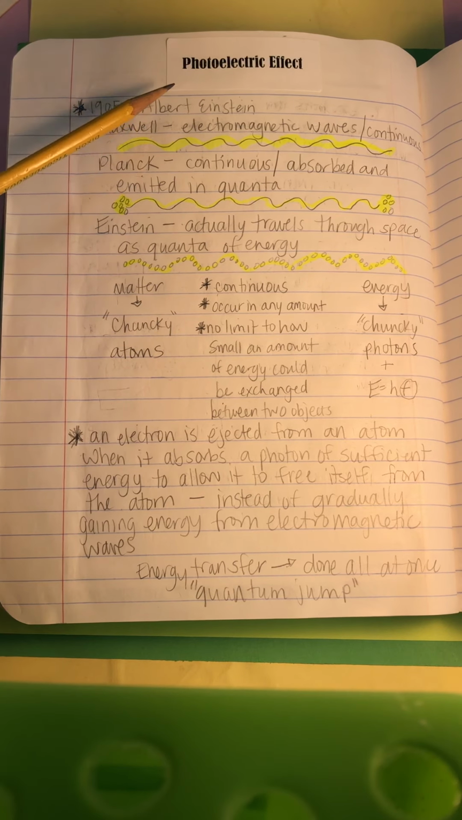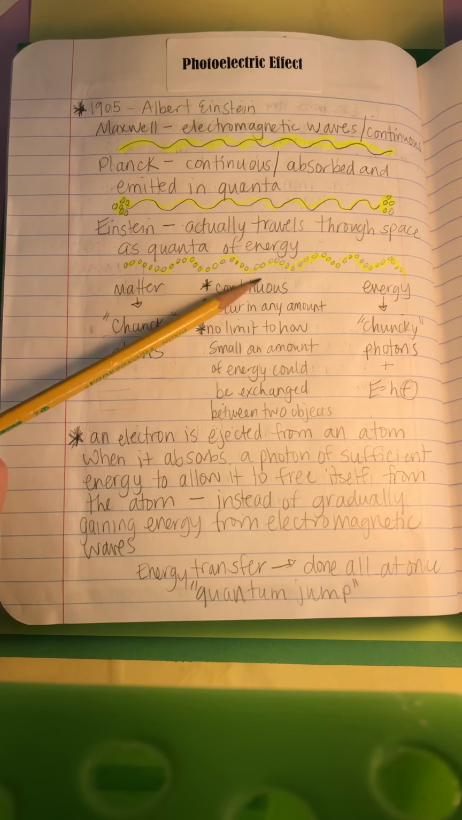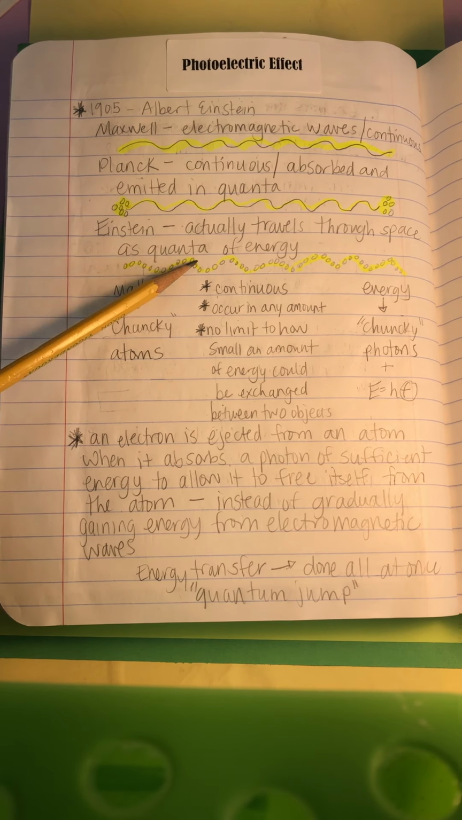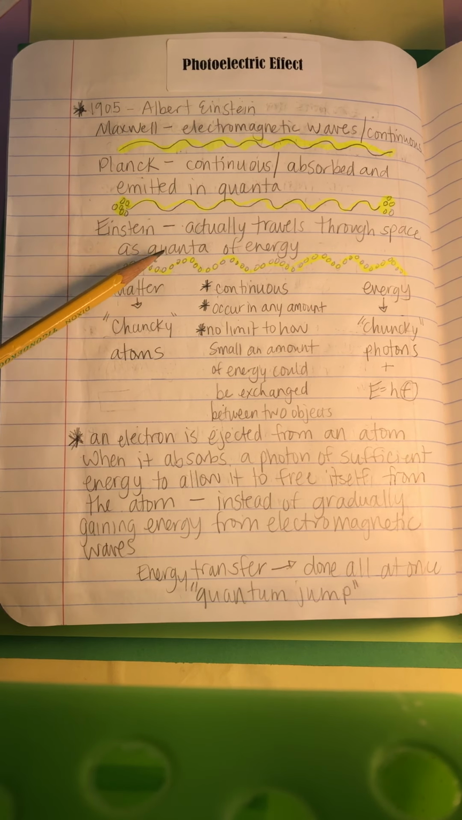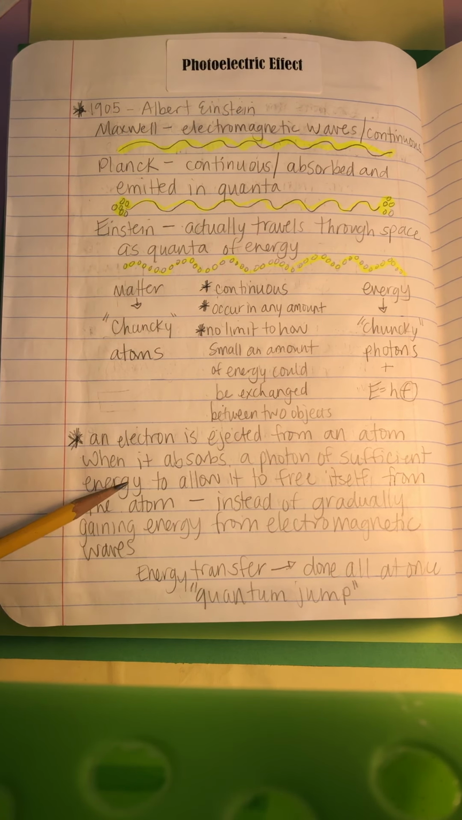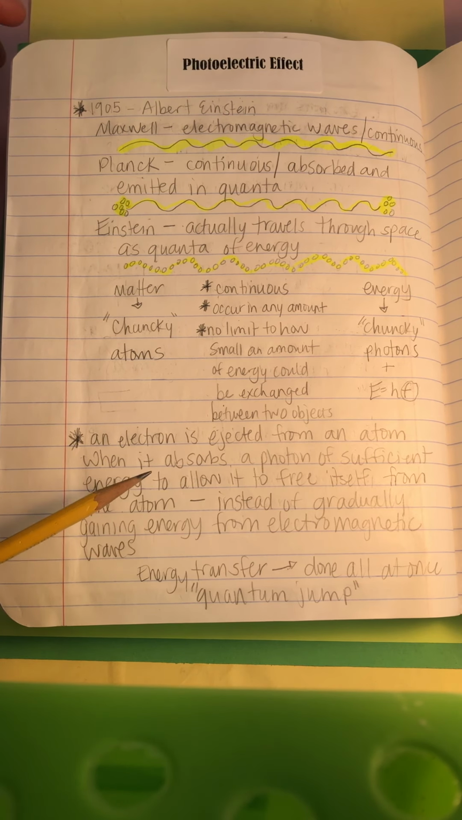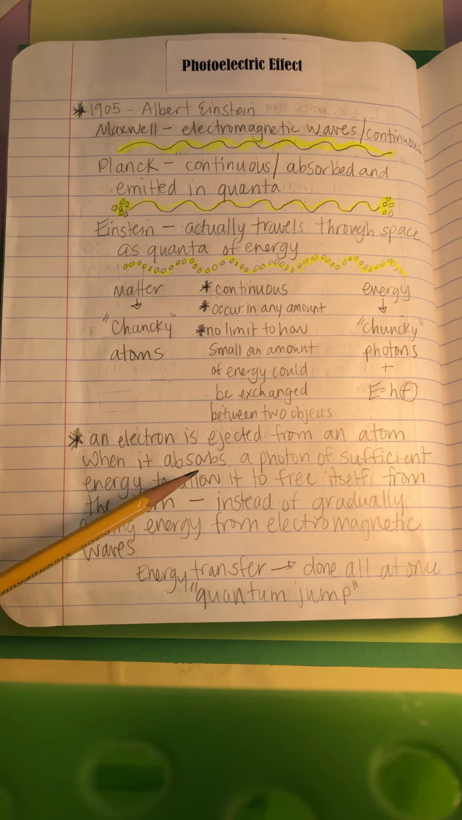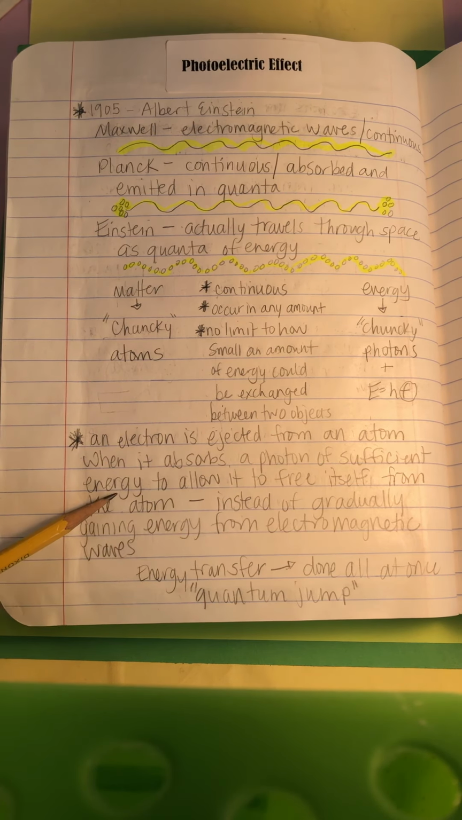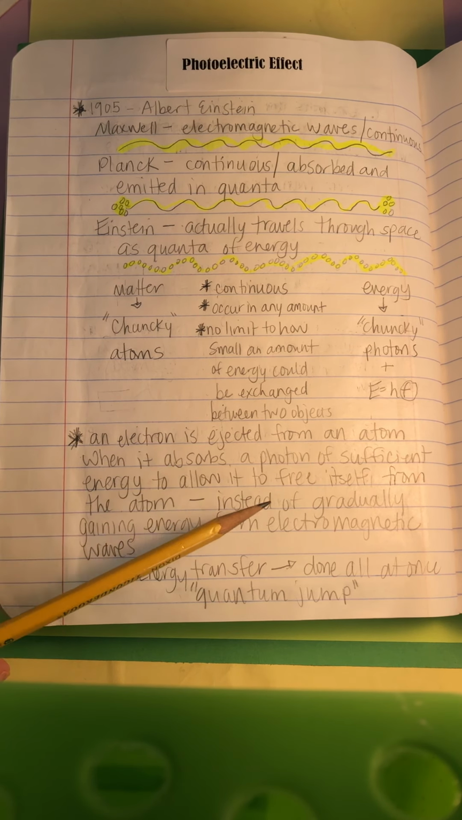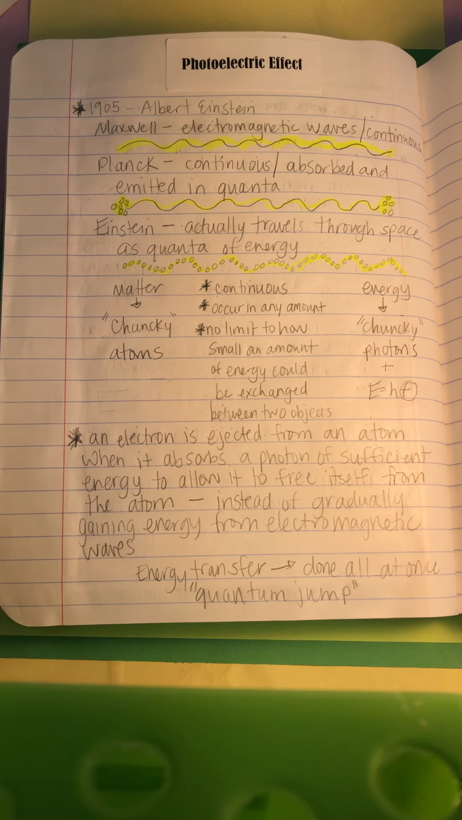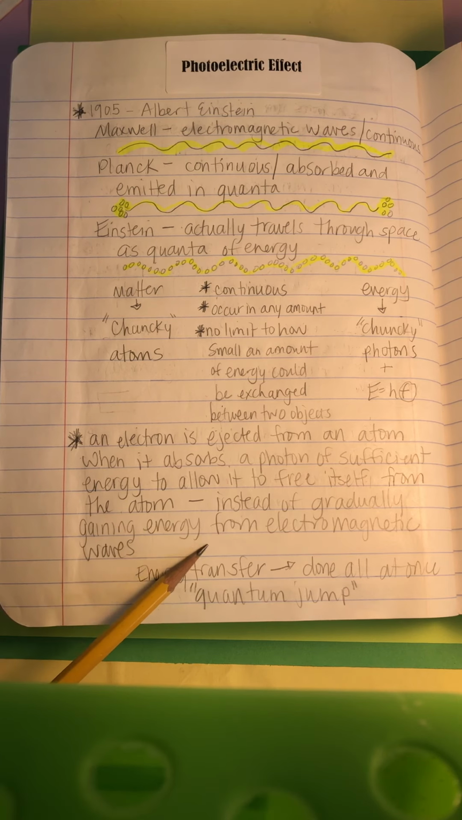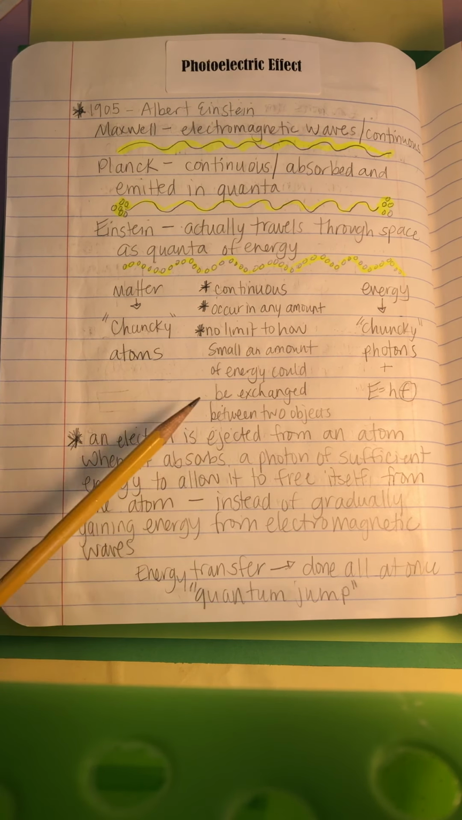And so when Einstein puts this all together and says all these quanta, these little packets, and then when you have the different levels of frequency, you think of all these little packets hitting, like higher level frequencies, higher energized, and a whole bunch of them hitting, then you would have the ability to overcome that binding effect. And so an electron is ejected from an atom when it absorbs a photon of sufficient energy. It had to be a sufficient amount of energy to allow it to free itself. If it was lower amounts of energy, it couldn't do it, like if it was lower frequency. So instead of gradually gaining energy from electromagnetic waves, this was the new way of thinking.